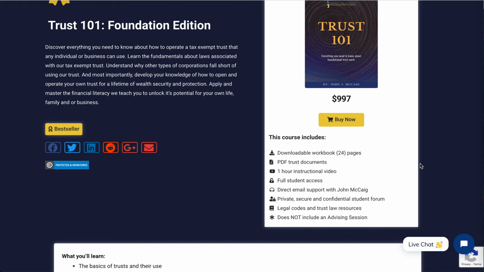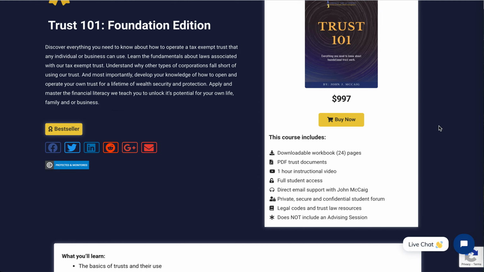Then if you have questions, there's direct email support. You email in, and our team or myself answers your question via email. There's also a forum on our website which you get access to. It's private, secure, and confidential, just with other students or with members of the team here. If that's the way you want to interact with people, that's possible. You also get the legal codes and the trust law resources.